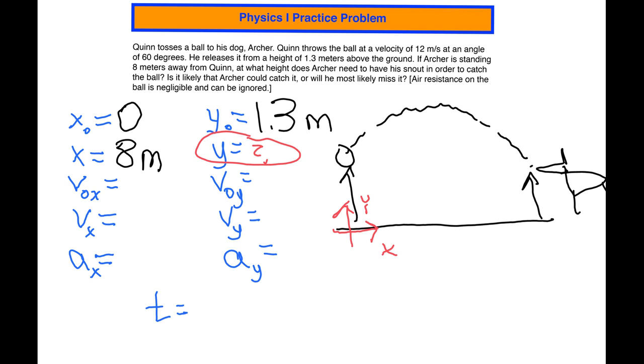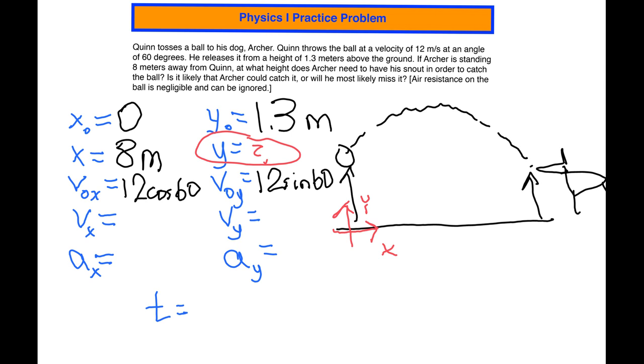Then as far as the initial velocities, this is where we need to be careful. We cannot plug in that the initial velocities are 12 meters per second because that again is at an angle of 60 degrees. We need to break that 12 meters per second at 60 degrees into its X and Y components. So V naught X is going to be 12 cosine 60, and V naught Y is going to be 12 sine 60. Vx and Vy, we're going to leave for right now, not known.